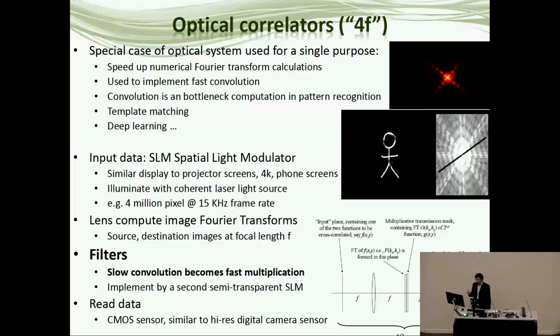And this is called an optical correlator, or a 4F correlator. So this is not a general computer. You can't build a von Neumann architecture out of this. It only does one thing. It computes Fourier transform. Have you done Fourier transforms in your math class yet?